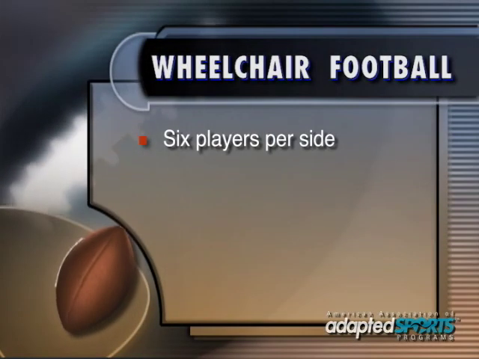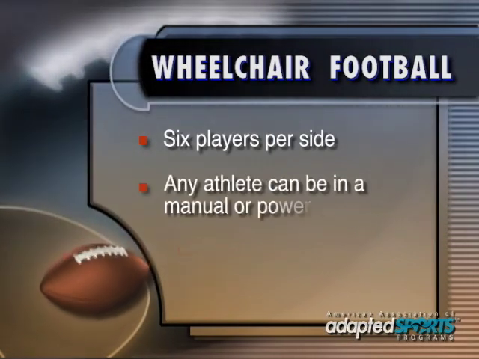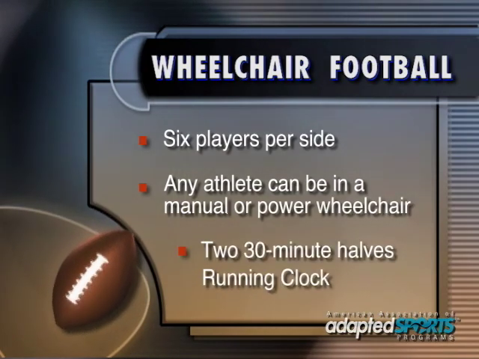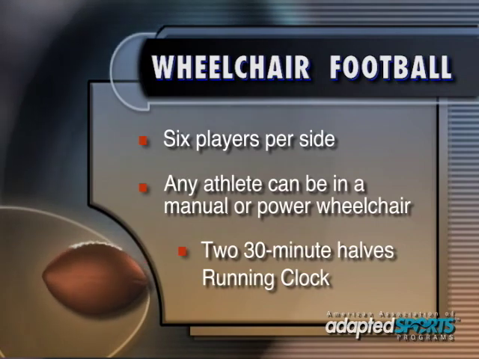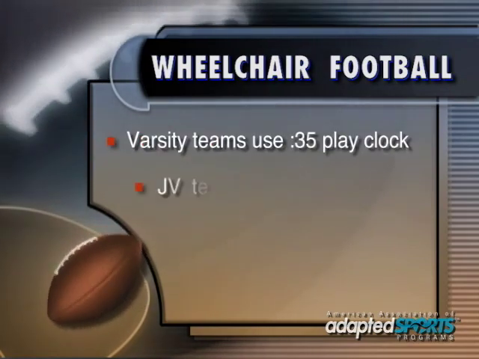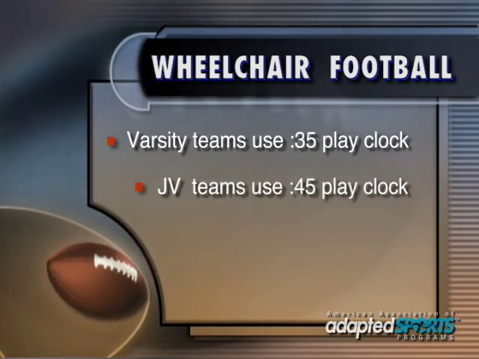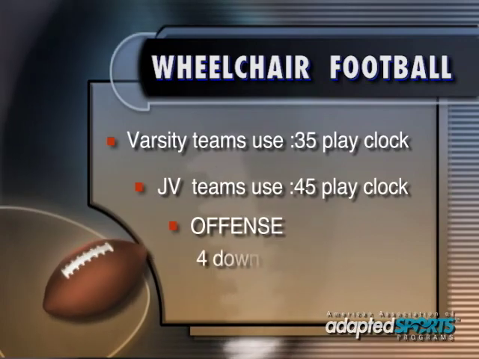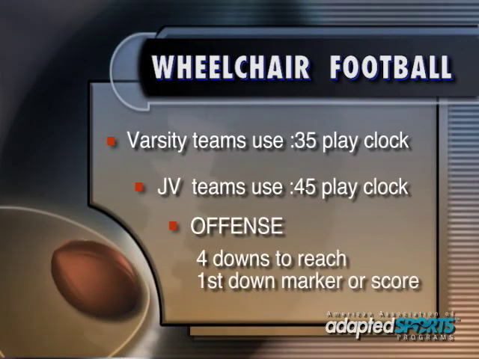Wheelchair football is played with 6 to a side, and any athlete can be in a manual or power wheelchair. The game consists of 2 30-minute halves with a running clock. Varsity teams will be under a 35-second play clock, while junior varsity teams have 45 seconds to execute a play. When on offense, the team with the ball has a standard 4 downs to reach a first down or a score.